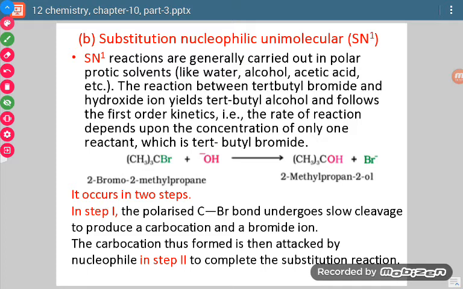Okay, now see, in case of SN2 there was involvement of one step only in the mechanism. In SN1 there is a two-step mechanism. So first difference is it is a two-step mechanism. Second difference is in case of SN2 mechanism there was transition state formation, and in this case there is carbocation formation.